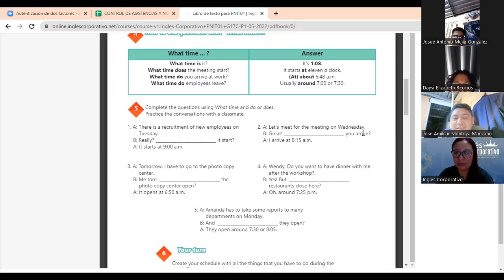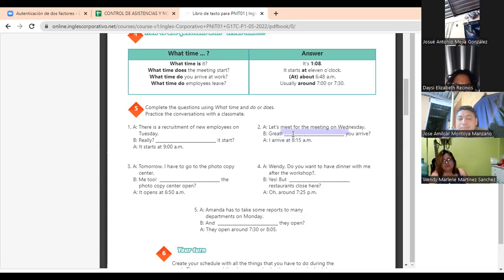Arrive es llegar. Dice la reunión, reunámonos para una reunión el miércoles. Ah, genial. ¿Cuál es la pregunta? Si le están diciendo yo voy a llegar o yo llego a las 8:15, entonces ¿qué pregunta hace usted? What time do you arrive at the park? ¿A qué hora llegan? I arrive at 8:15 a.m. Exactly. Thank you, Amilcar. Number three, Wendy.